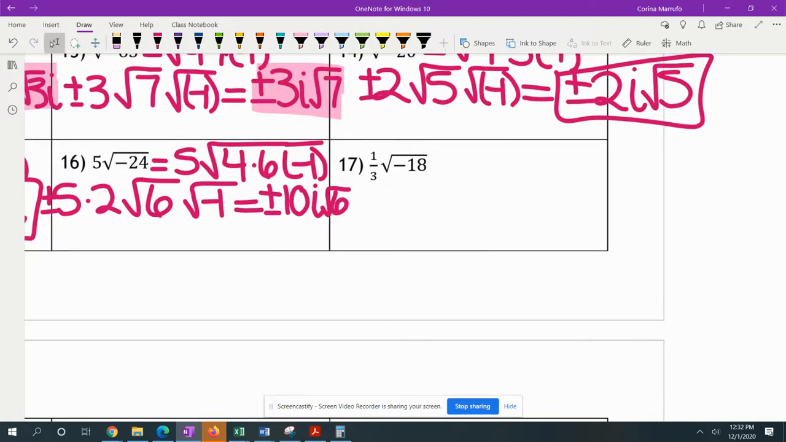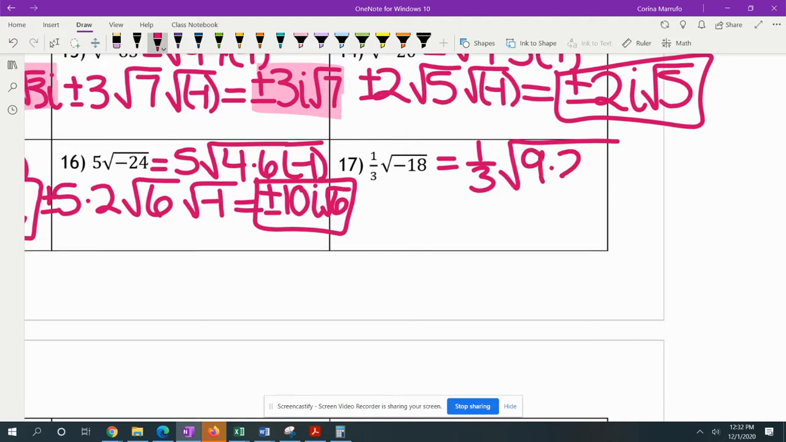And the last one. We have 1/3 in the front, and then the square root of negative 18. We're going to have to rewrite that as 2 numbers that multiply to give us 18. Remember, you have to use a perfect square, so 9 times 2 gives us 18. But it's not just 18, it's negative 18. So we put the negative 1, and we have 1/3.